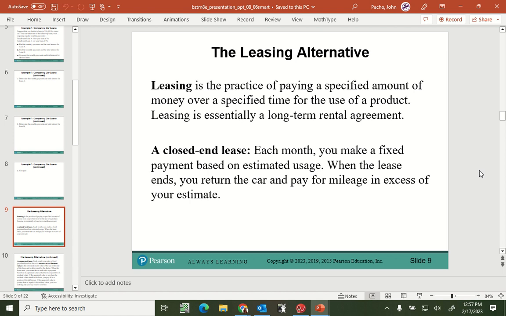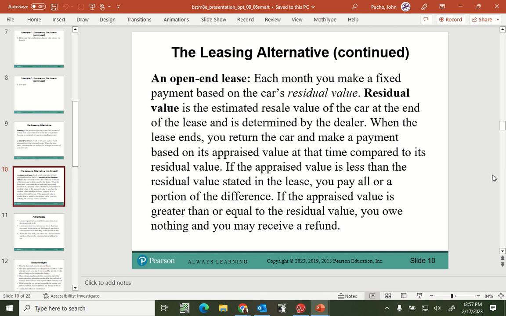A closed-end lease, each month you make a fixed payment based on estimated usage. When the lease ends, you return the car and pay for mileage in excess of your estimate. I will explain that here in a second. Open-ended lease, each month you make a fixed payment based on the car's residual value. Residual value is the estimated resale value of the car at the end of the lease and is determined by the dealer. When the lease ends, you return the car and make a payment based on the appraised value at the time, which is compared to its residual value. If the appraised value is less than the residual value stated in the lease, you'll pay all or a portion of the difference.